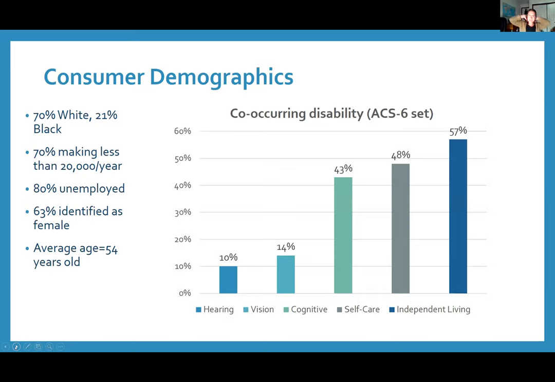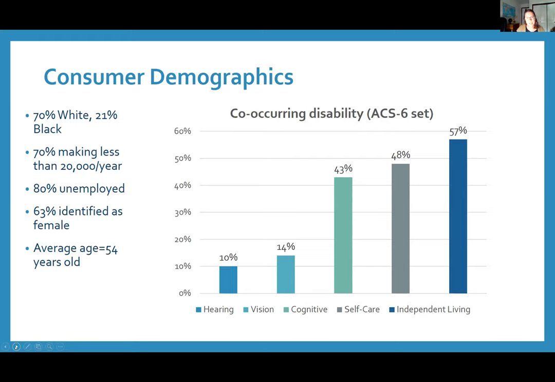So I'll just give a quick overview of some of the consumer demographics. And then the next slide is going to be housing characteristics of the participants in this program. 70% of our participants were white, 21% were Black, and the remaining were other racial and ethnic categories. We had 70% of consumers making less than $20,000 a year, so a vast majority of our population living at or near poverty. 80% of individuals are unemployed, 63% were female, and the average age was 54 years old.